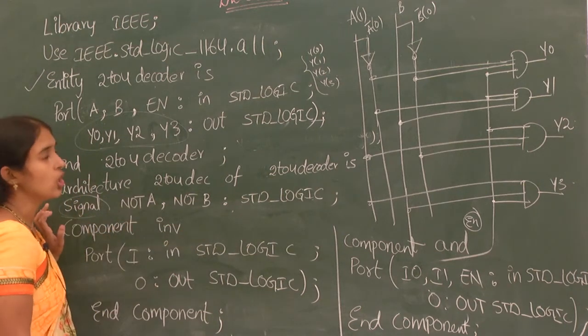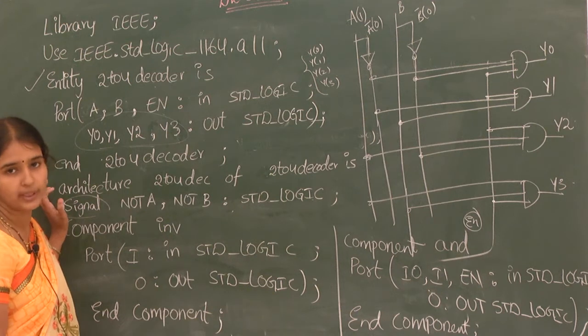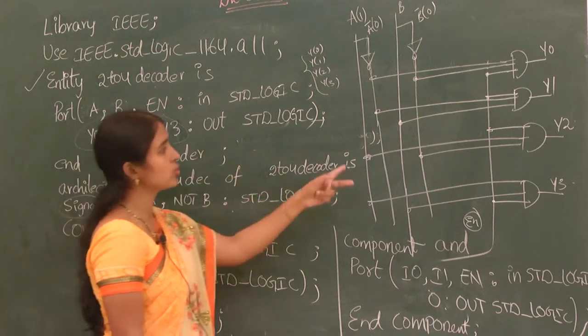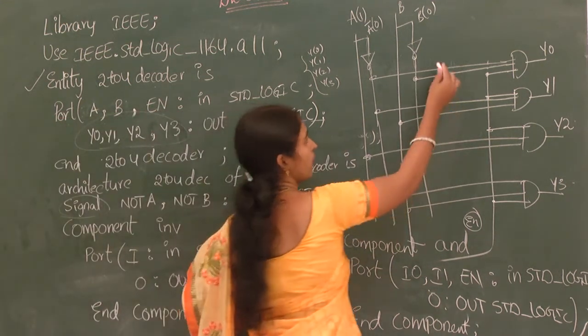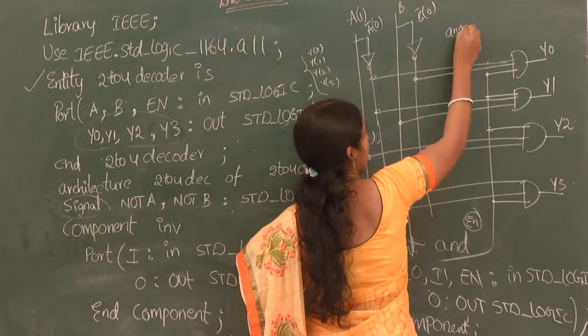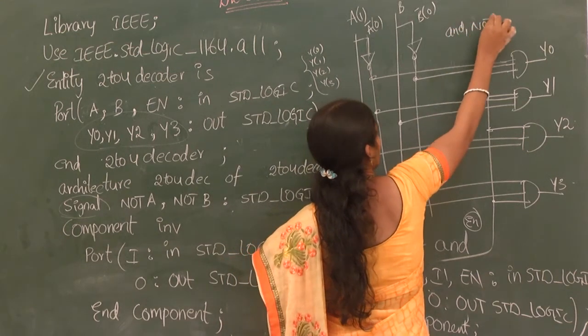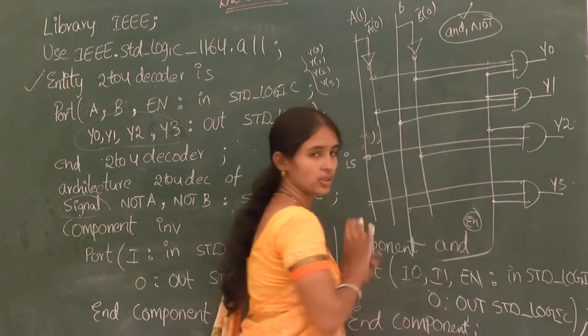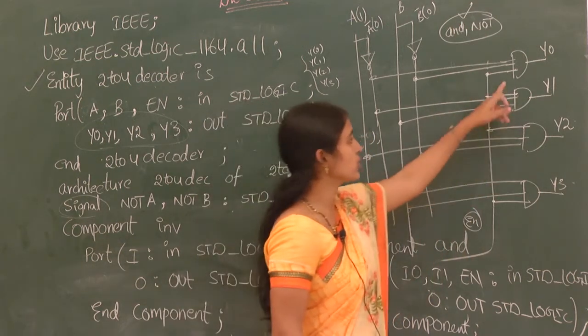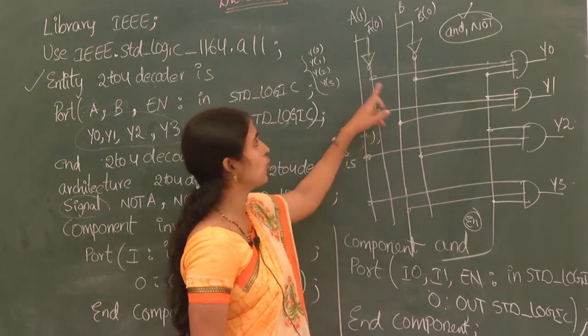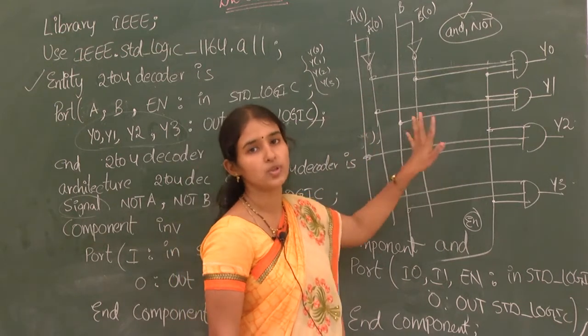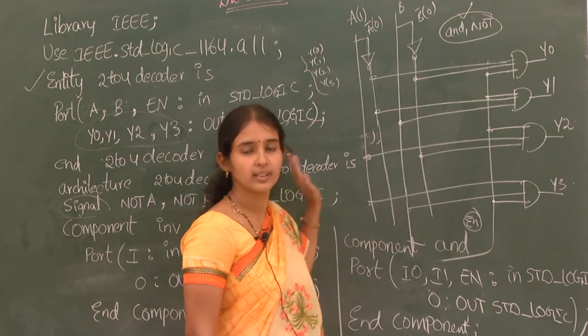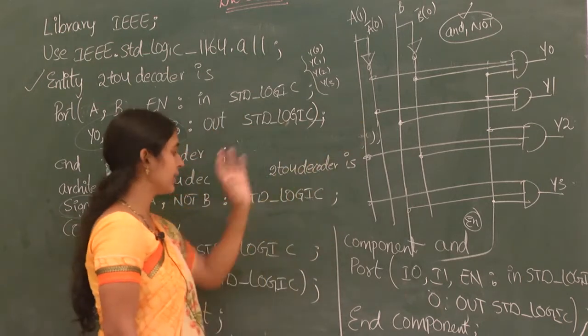Next, coming to the components. What are the components you have been using here? Only 2 components, that is your AND gate as well as NOT gate. Even though you are using 4 AND gates and 2 NOT gates, the main components you are using are what you have to specify. So AND and NOT gate.